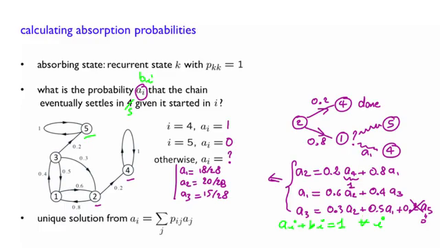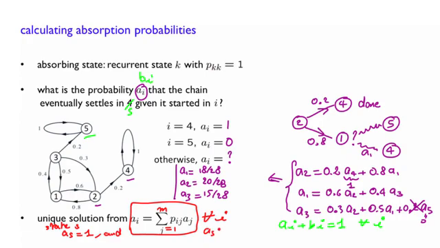To sum up, in general, the calculation of the probabilities to reach a given absorbing state S, starting from any state I of a general Markov chain with M states, will be the unique solution of a system of M equations with M unknowns, with the additional conditions that A of S equals 1 and A of S prime equals 0 for the other absorbing state.